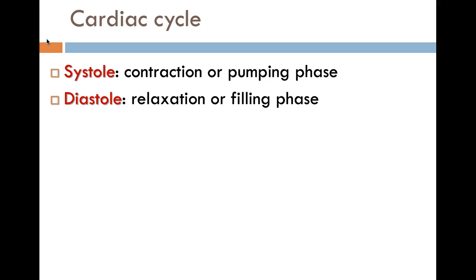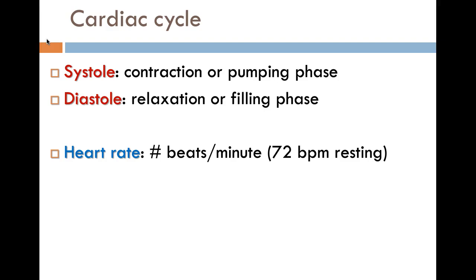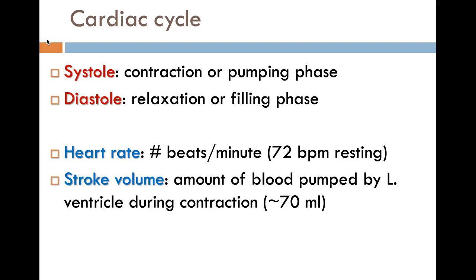The volume of blood that our ventricle pumps per minute is known as cardiac output. And cardiac output depends on two factors. One of these factors is our heart rate, which is the number of beats per minute. For us, 72 beats per minute is when we're at rest. The other factor that cardiac output depends on is stroke volume. Stroke volume is the amount of blood that's pumped by our left ventricle during its tightening or contraction, and it's equivalent of approximately 70 milliliters.